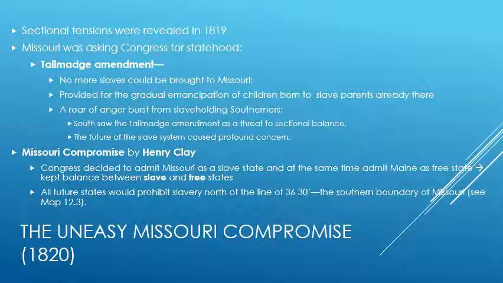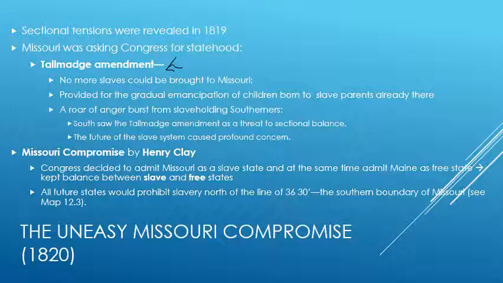Because at that point in time, the slave states and free states were pretty much balanced in the Senate. So you had 2 senators from each state, and the number of slave state senators and free state senators were equal. So it was going to throw off the balance if you introduce a new state either way. You don't need to memorize this part, but the Talmadge Amendment was this idea that no slaves could be brought to Missouri, and then also there would be gradual emancipation of children born to slave parents that were already there, and there was this big outburst amongst Southerners and slaveholders that didn't like this, and they thought it was a threat to the sectional balance.